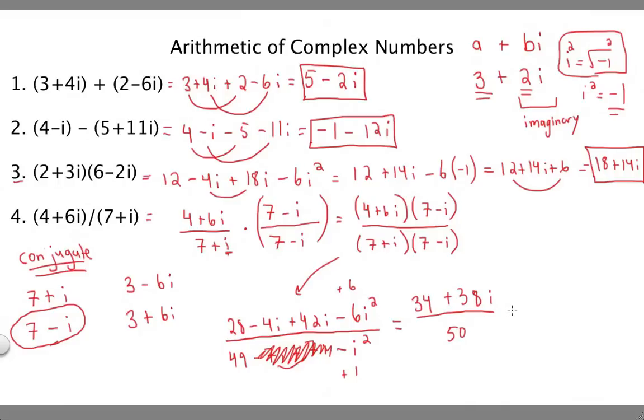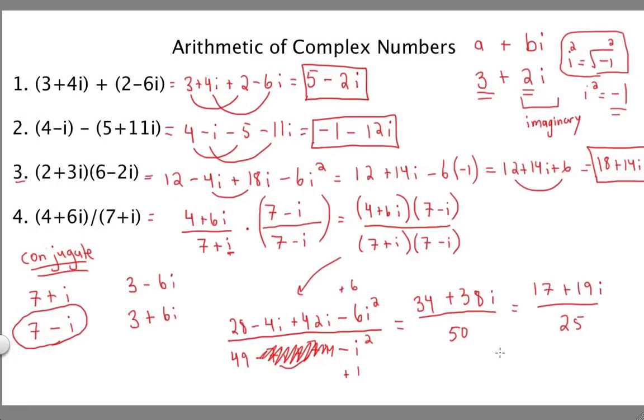Now we can simplify this by dividing the numerator and the denominator by 2, because we have a common factor of 2 in both the numerator and the denominator. So we have 17 plus 19i over 25. We're almost there. We need our answer to be in the form of a plus bi. And here we have something in the denominator that disturbs that whole setup. So what we're going to do is 17 over 25 plus 19 over 25 i. And that right there is our final answer.